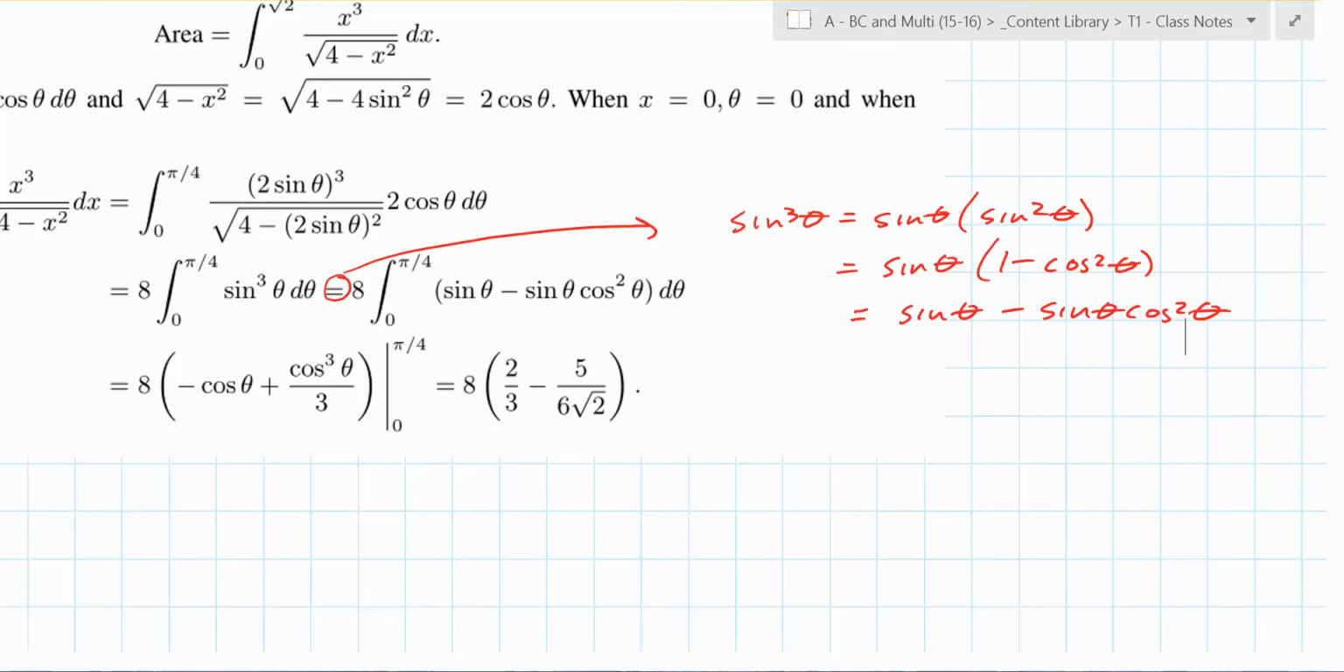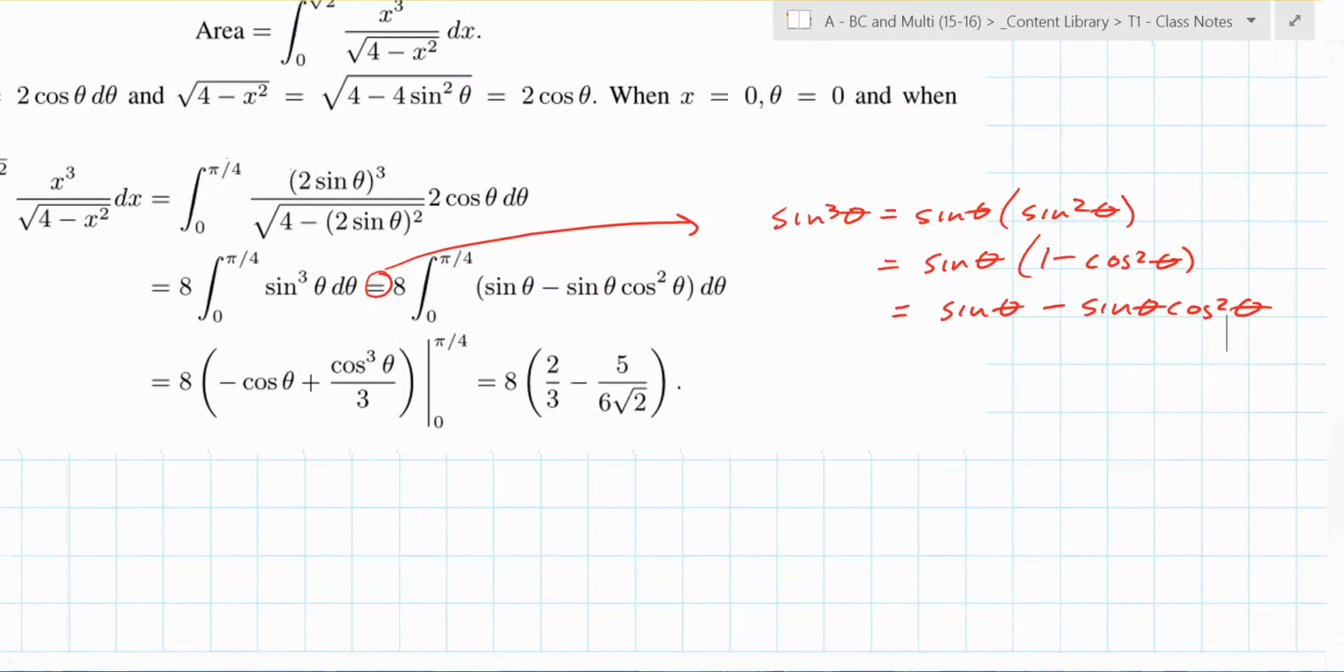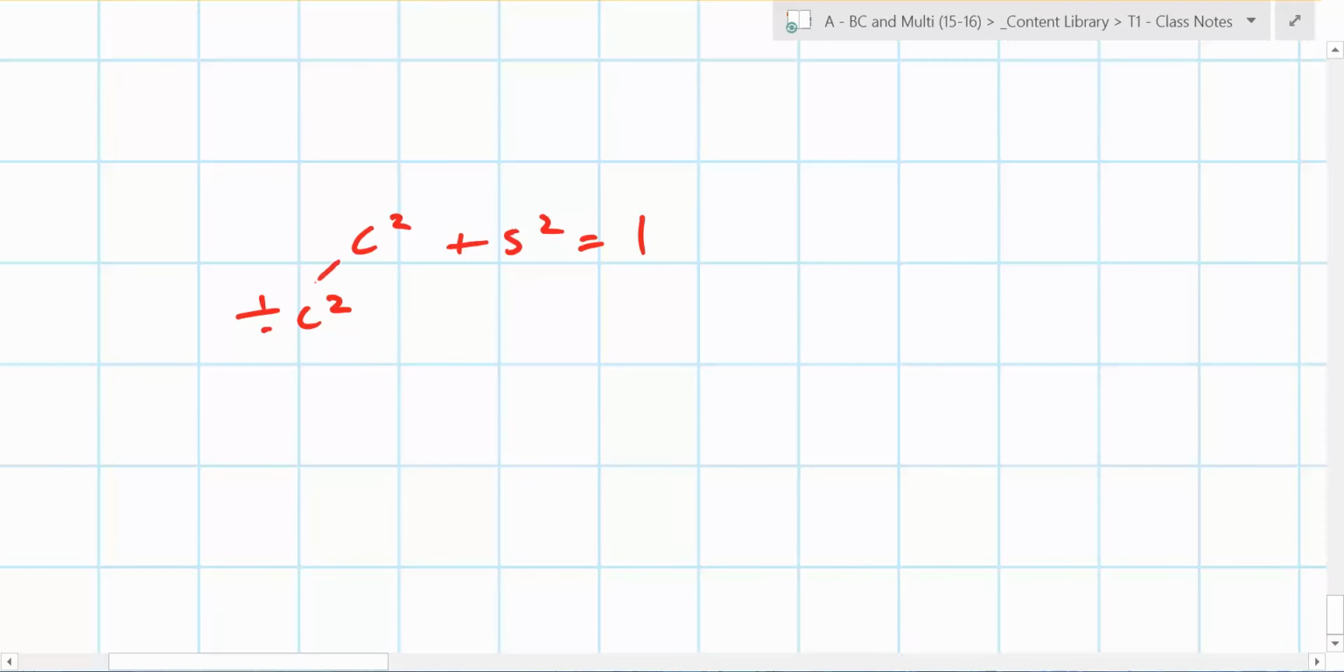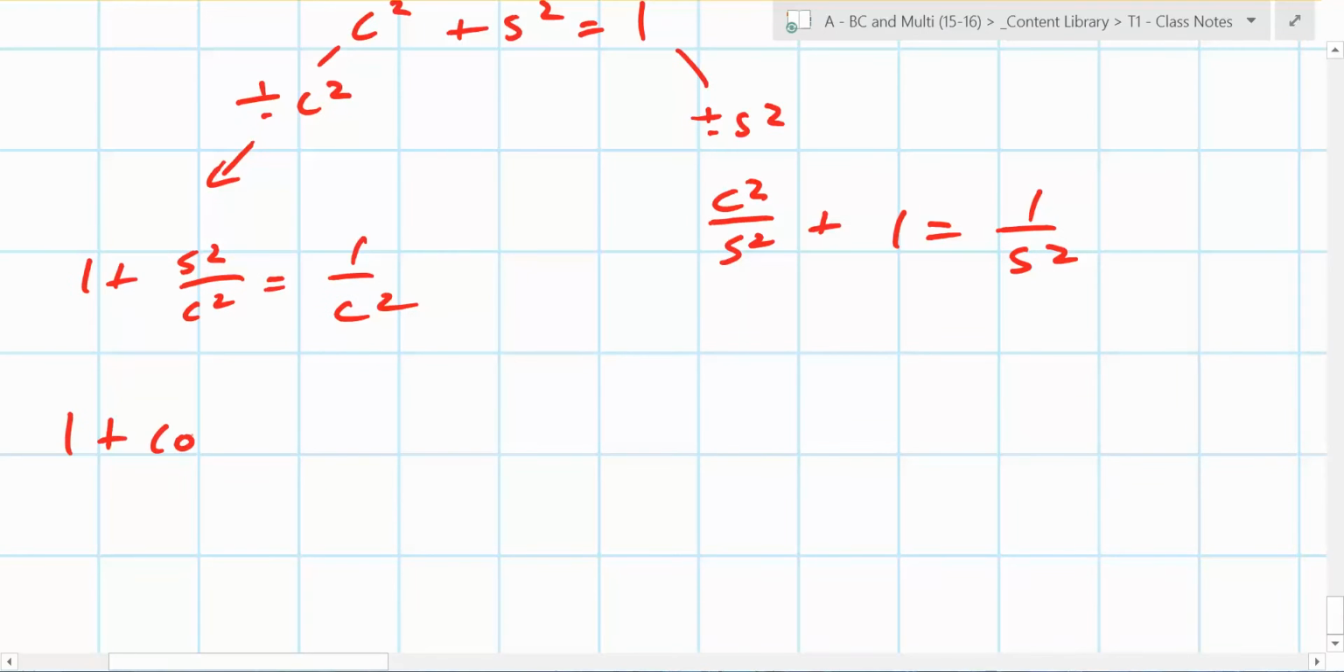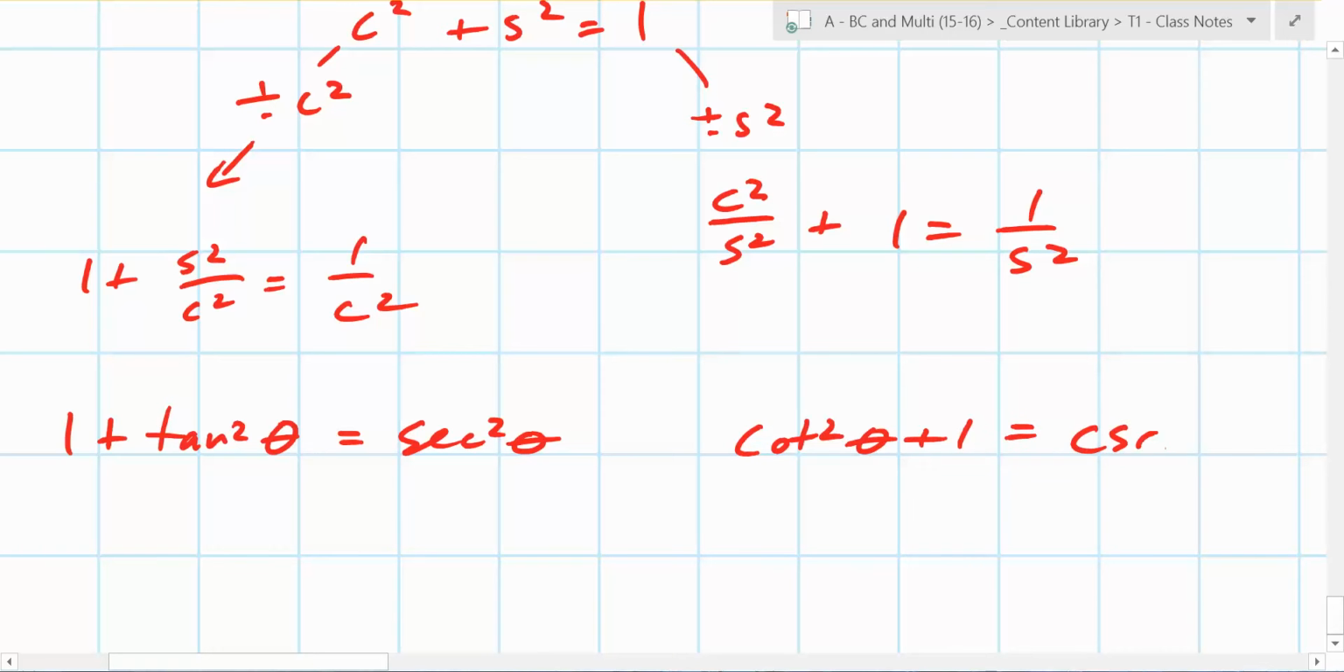Always remember our core identity: sine squared plus cosine squared is 1. So you divide by cosine squared, and what do you end up with? 1 plus sine squared over cosine squared is equal to 1 over cosine squared. If you divide by sine squared, what do you get? Cosine squared over sine squared plus 1 is equal to 1 over sine squared. So that's 1 plus tangent squared theta equals secant squared theta. And cotangent squared theta plus 1 is equal to cosecant squared theta. That's how I remember them. I do that tons.